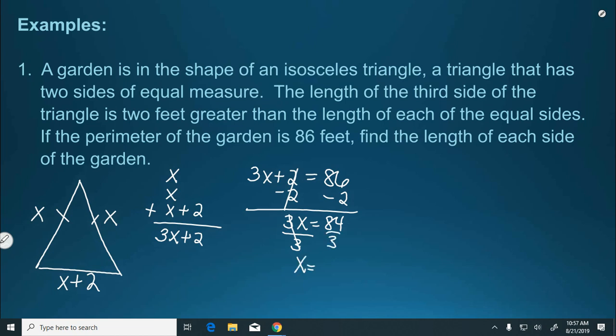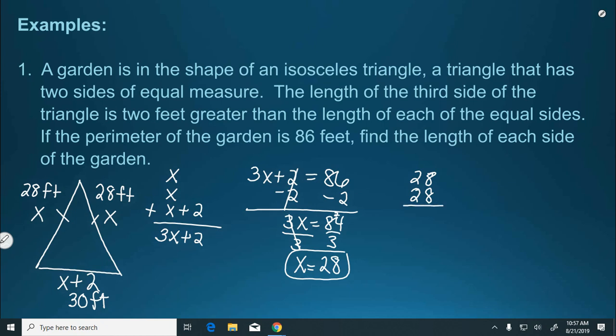So x equals, well, 3 goes into 8 twice, because that's 6 with 2 left over. And 3 goes into 24, 8. So our answer for x is 28. So this side here is going to be 28 feet. This side here is also 28 feet. And this bottom part is 28 plus 2, which would be 30 feet. So we can check to make sure we've got it right. If you add up 28 and 28, you get 56. And then 56 plus 30 is 86 feet, which was the perimeter we were looking for. So we know we did it correctly.